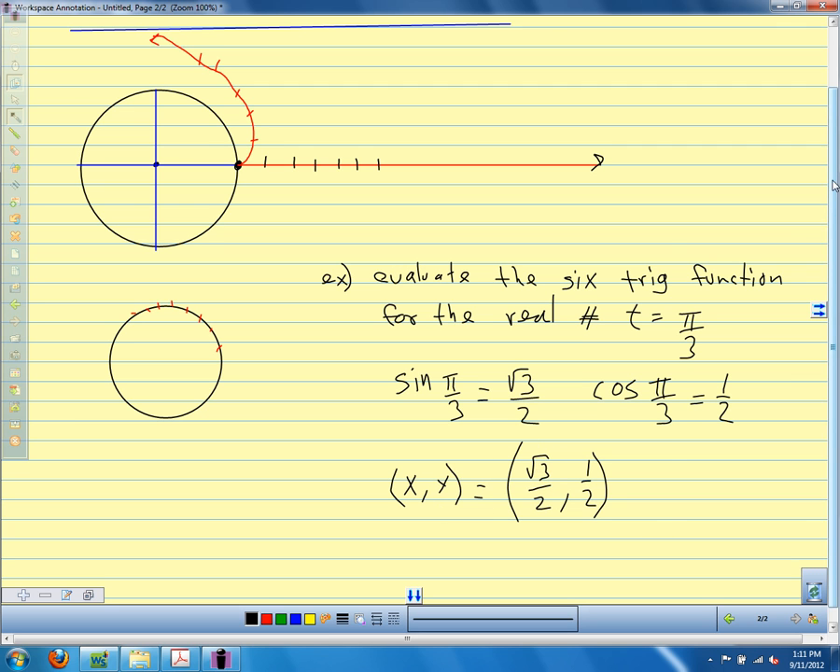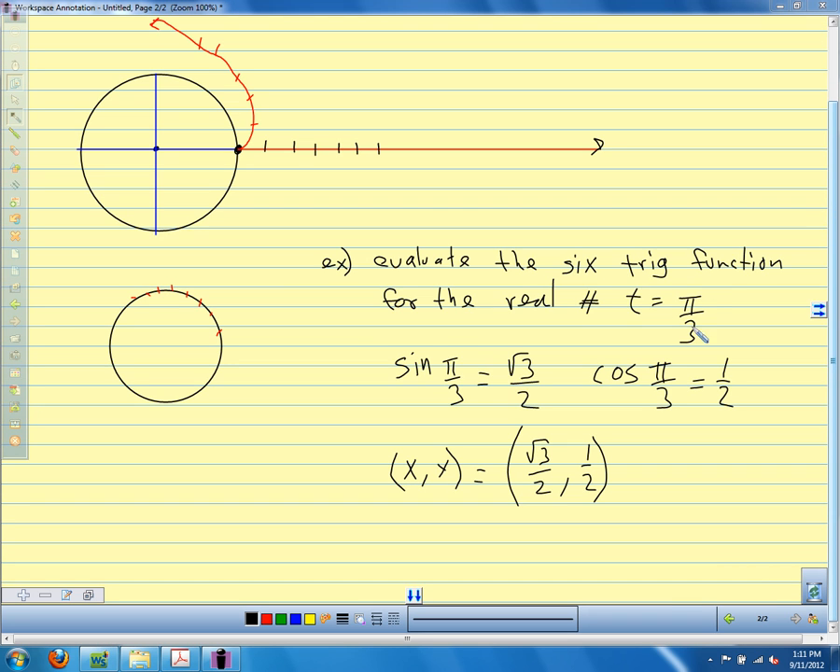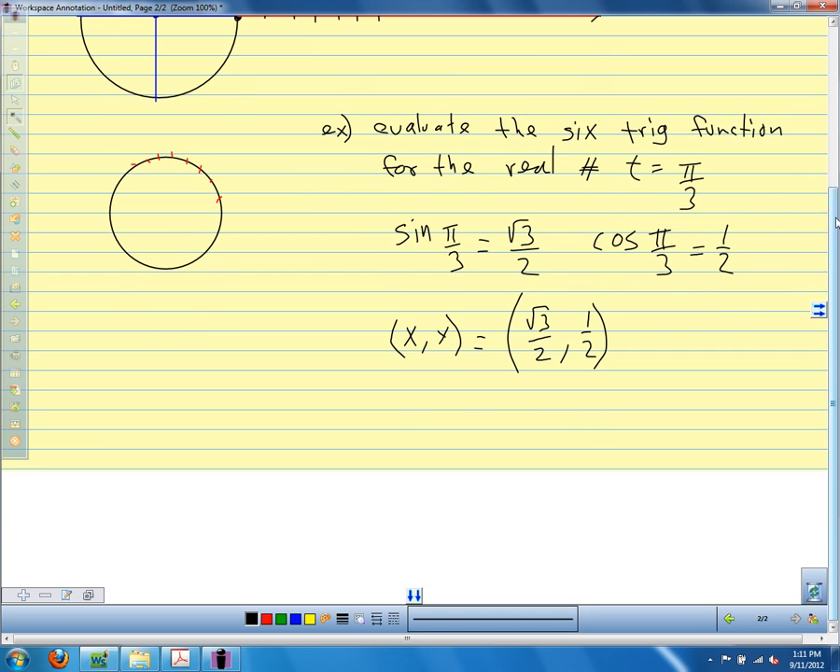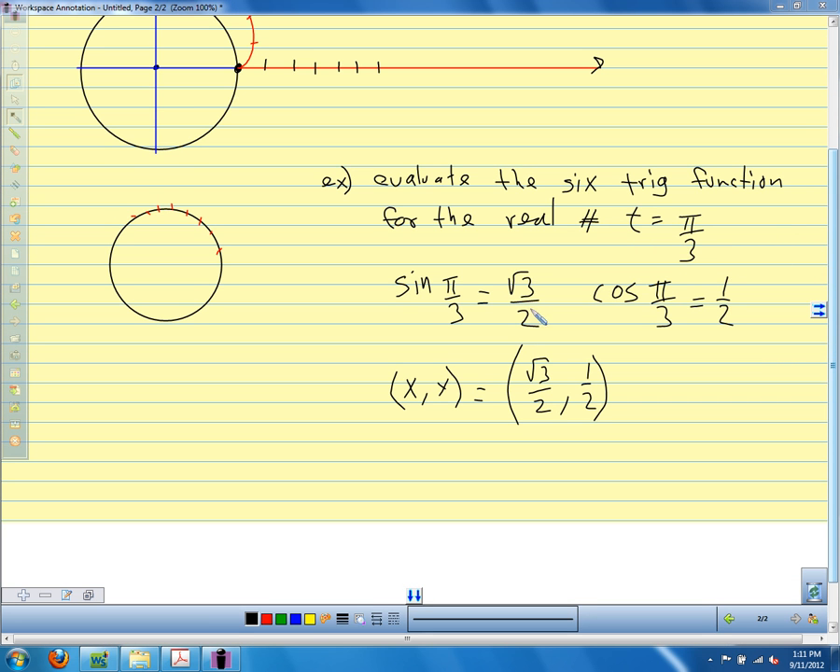And we could go on if we wanted and find the rest of the 6 trig functions. We could find the tangent by dividing the sine by the cosine. We could find the cosecant by taking the reciprocal of the sine. We could find the secant by taking the reciprocal of the cosine. So from here, we could find all 6 of our trig functions for this point. Once we know the sine and the cosine, we can go on then and find all six trig functions.